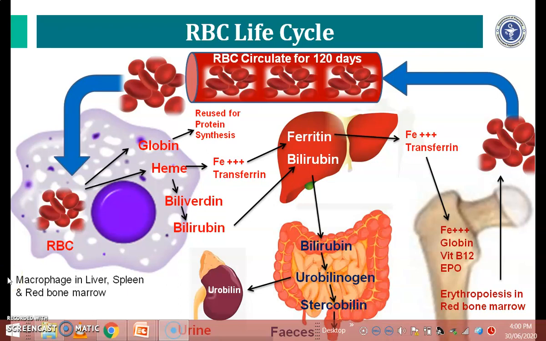So to summarize, the formation and destruction of RBCs and the recycling of hemoglobin components. RBC circulate for about 120 days after leaving red bone marrow before they are phagocytized by macrophages.